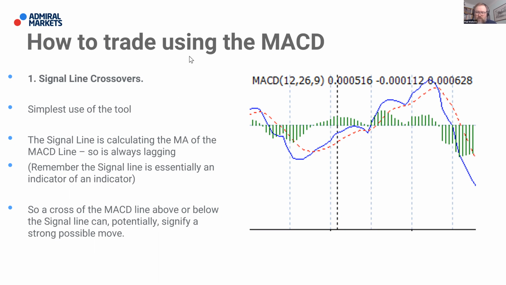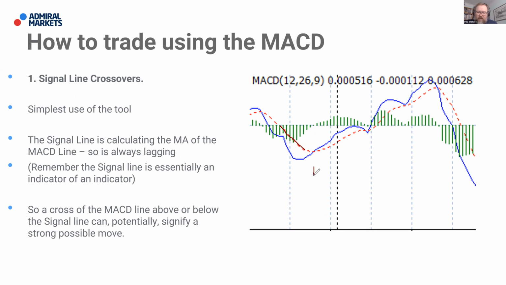Let's just get our tools on here. So the signal line, as I say, is always lagging. This is our second one here. Remember, the signal line is essentially an indicator of an indicator. That's why it's lagging. So a cross of the MACD line above or below the signal line can potentially signify a strong possible move in the actual underlying instrument.